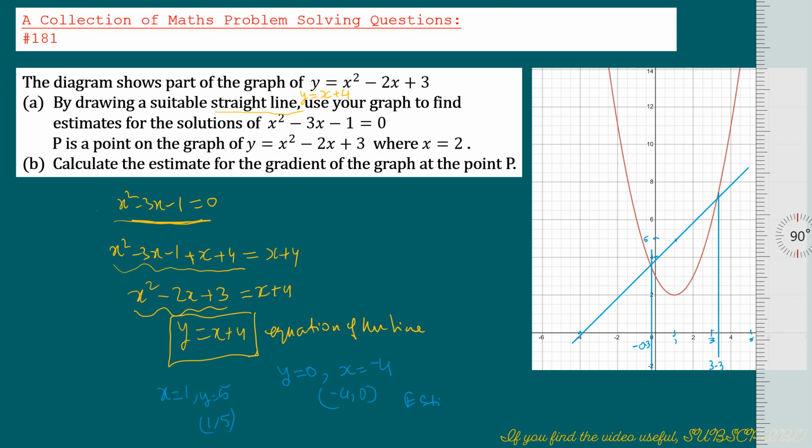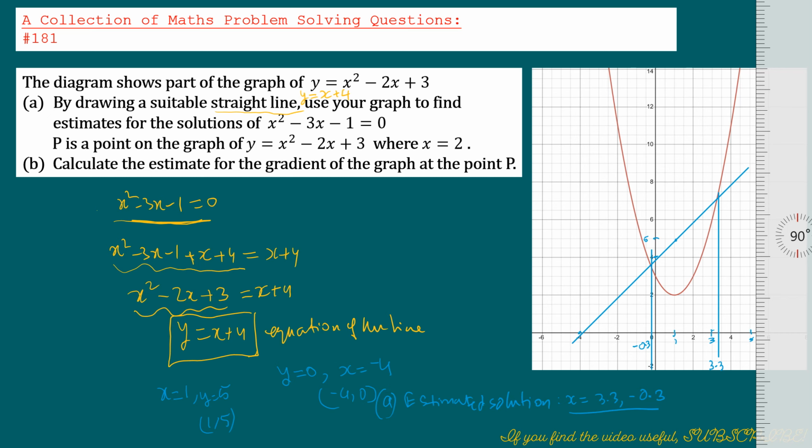So that's part A. The answer to part A, the estimated solutions for the equation, would be x equals 3.3 and minus 0.3. So those are the solutions for x.